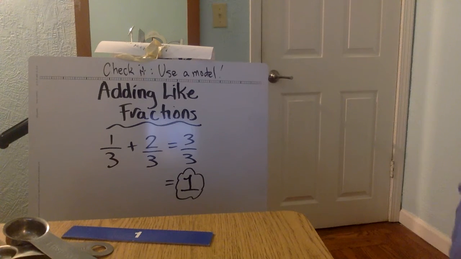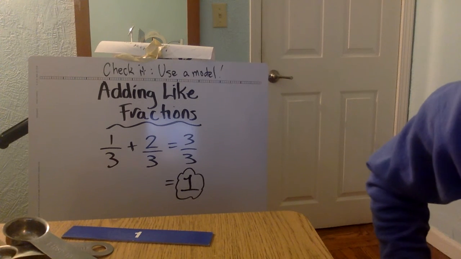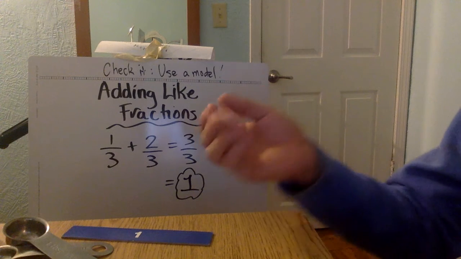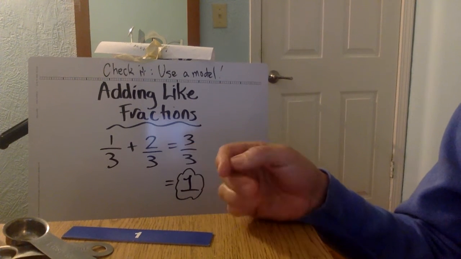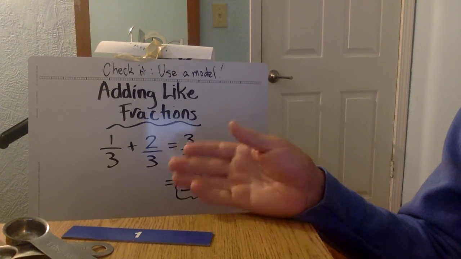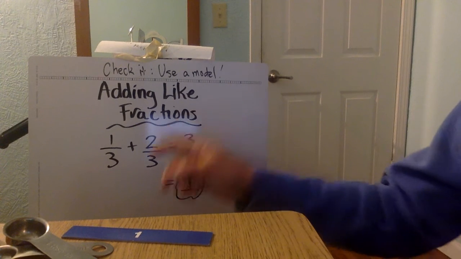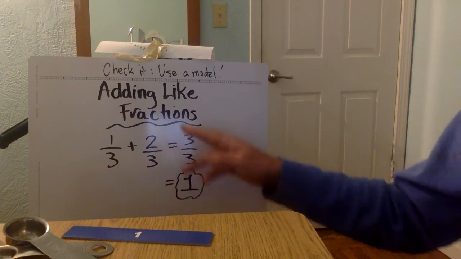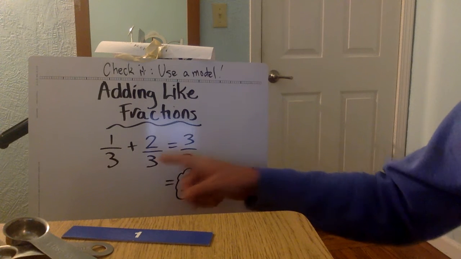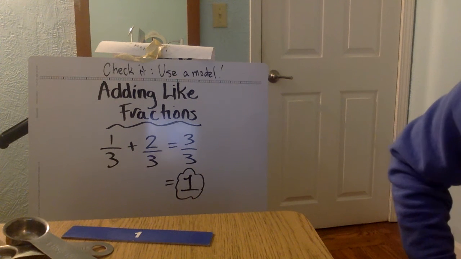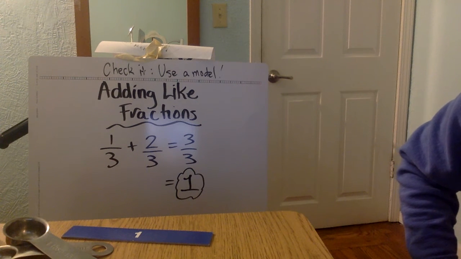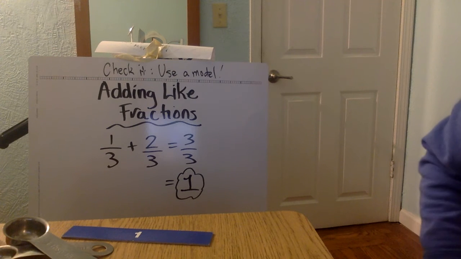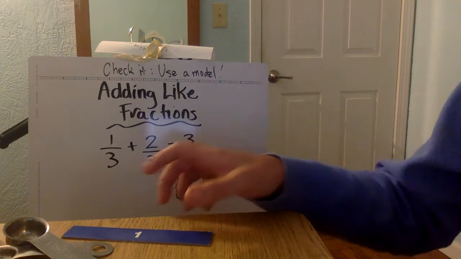All right, so what you try to do when you're using a model is try to think about, hey, what do I know in my world that has thirds? Okay, if I'm trying to check 1/3 plus 2/3, these two like fractions because they have the same denominator, how do I check it using models? And so go to your brain and say, what do you know about the world and what comes in thirds?